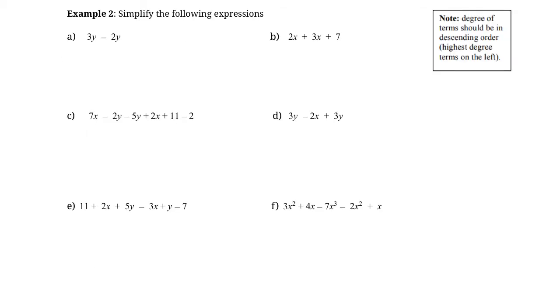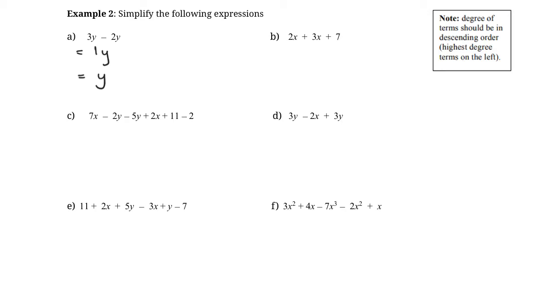All right, so let's take a look at another couple of examples. So we are asked to simplify the following expressions. So in question A, we've got 3y take away 2y. So are these like terms? Yes, they are. Both terms have a letter y included. So you can just simply subtract these together. So 3y take away 2y is equal to 1y. Now remember in math, you don't necessarily have to write that 1 in the front. So you could also just say y.